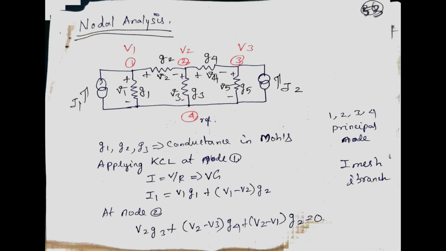Nodal voltage analysis method. The DC circuit shown in the figure consists of I1, I2 current supplies and G1, G2, G3, G4, G5 conductances. The meeting point of two or more elements is called a node. So put nodes 1, 2, 3; node 4 is the reference node.